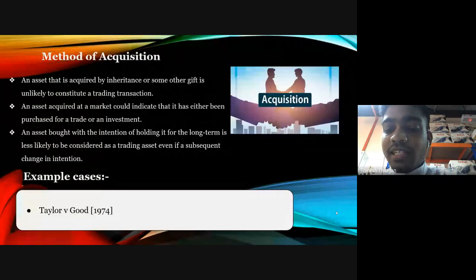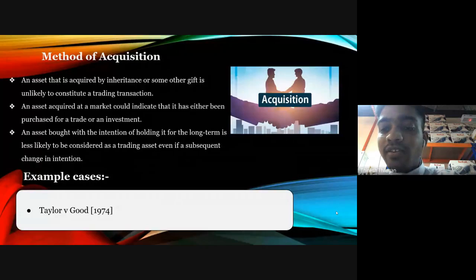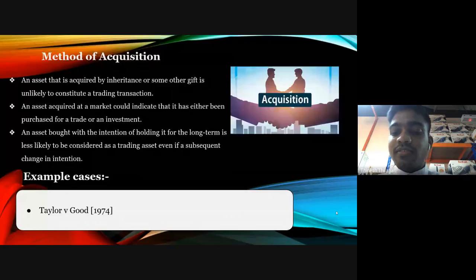Which means that it is not a trade. It's not for a profit. So there is no trading occurring here. Even though the sale was a short period of time after the purchase, it was still not deemed a trade. So that's all.